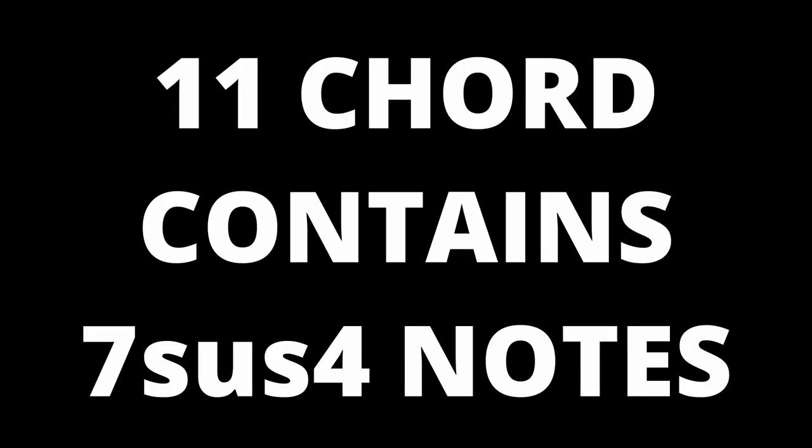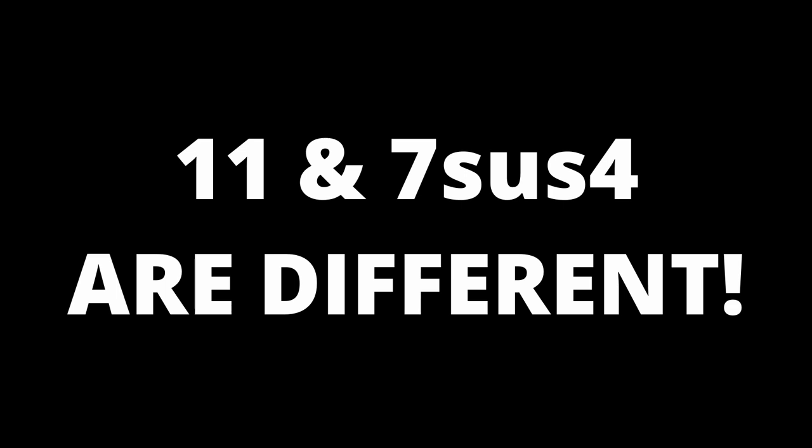You may have heard that the fourth note I've been using is also known as an 11th note. This explains why the dominant 11th chord contains all of the dominant 7th sus4 notes within it. For example, you know that C7sus4 has the notes C, F, G and B flat. C dominant 11th has the notes C, E, G, B flat, D and F. Despite these chords sometimes being used interchangeably, they are distinct chords as you can see.